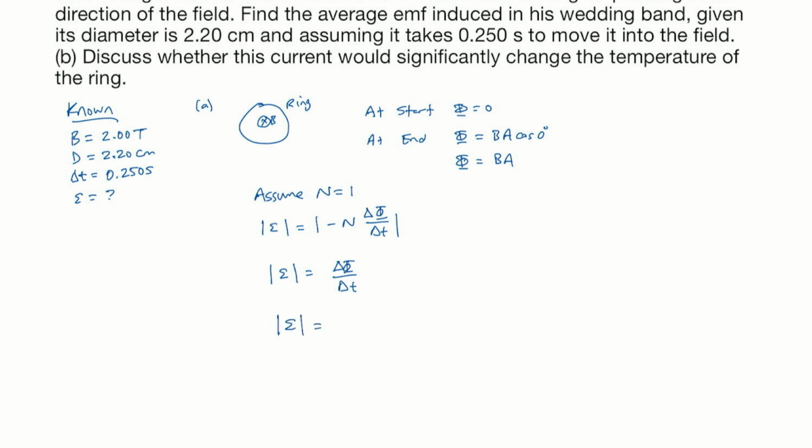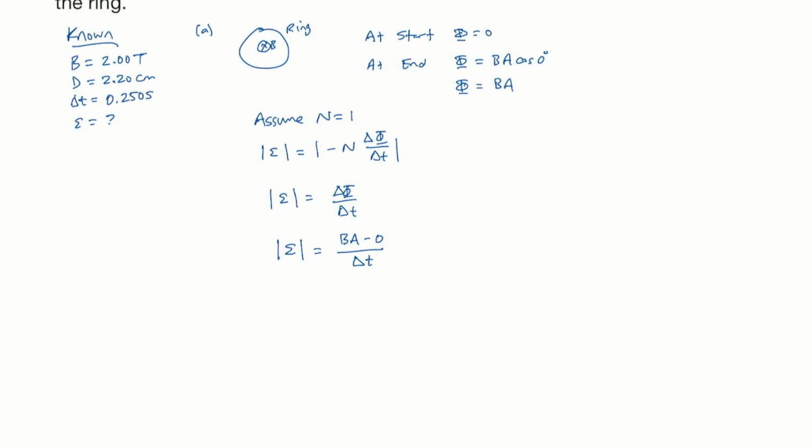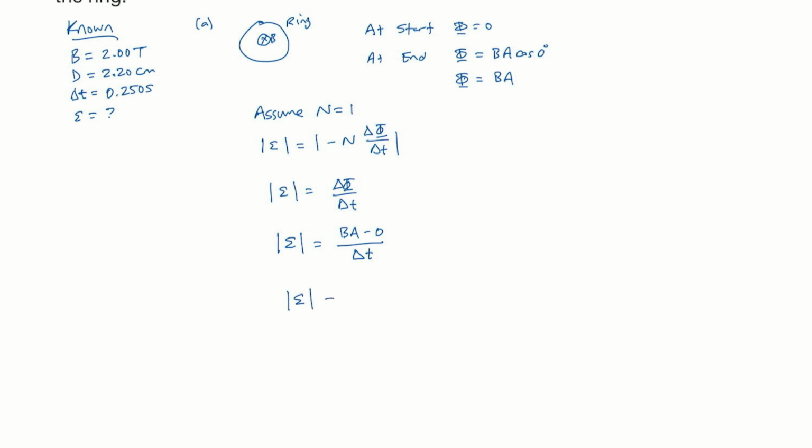Okay, the change in flux is going to be the flux at the end, which is B times A, minus the flux at the start, which is 0. And then we divide by delta t. Okay, so our induced EMF is going to be the magnetic field, which is 2.00 Teslas. Then we need the area of the ring, or the area made by the ring. So we'll have pi r squared.